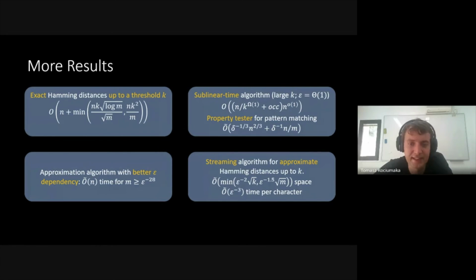And finally, we gave improved streaming algorithms for the approximate text-to-pattern Hamming distances problem. So we give the first algorithm which is efficient when we only care about distances up to k. And the space complexity is epsilon to the minus 2 square root k.